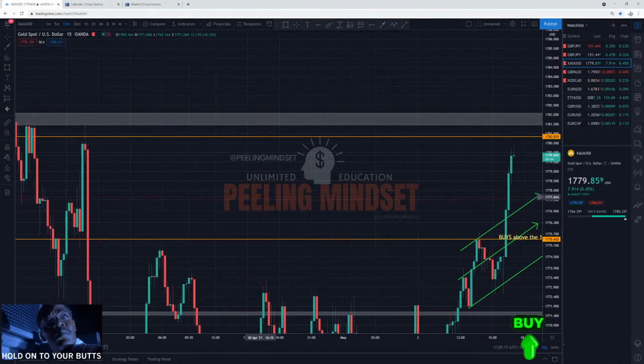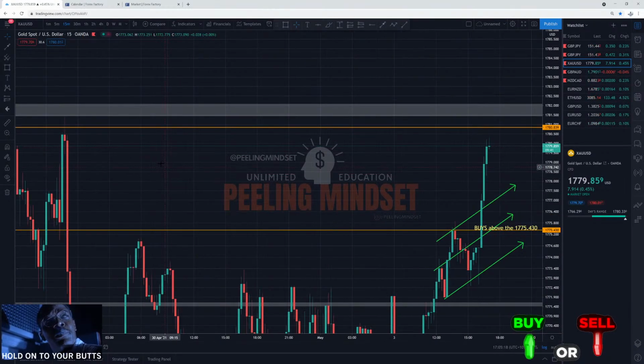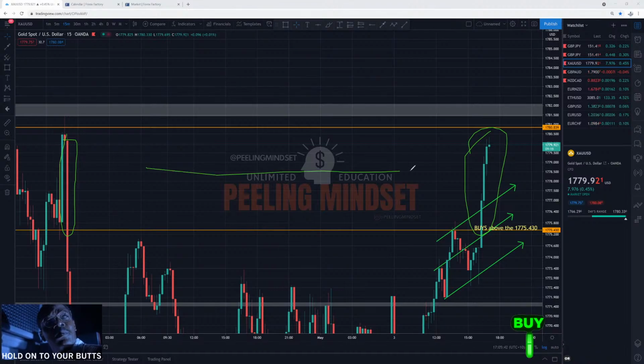Look at the price action. Look at this, especially this one right here, the red. Clear fall, clear upside. Clear fall and clear upside. It just makes sense, right? Beautiful trade.